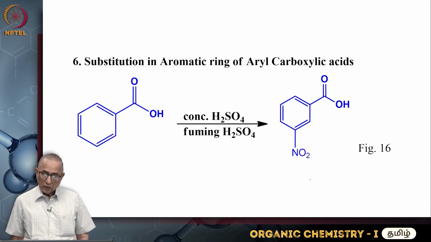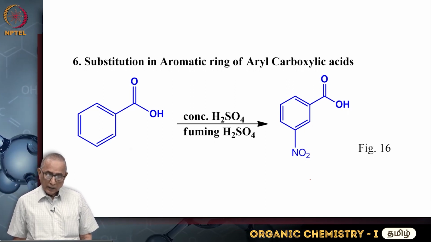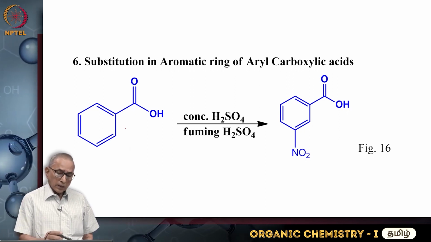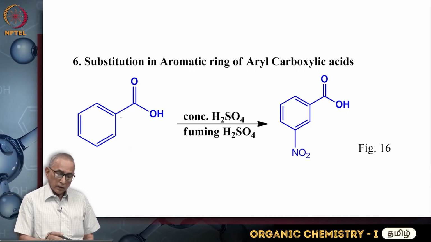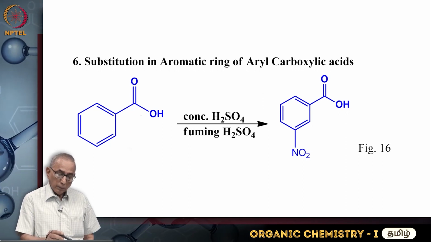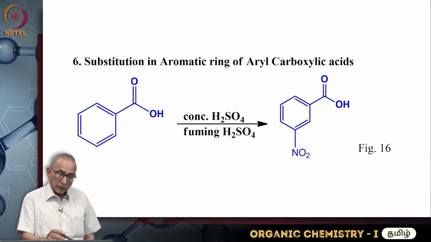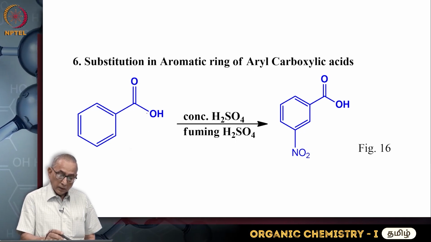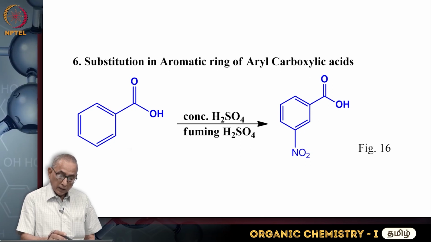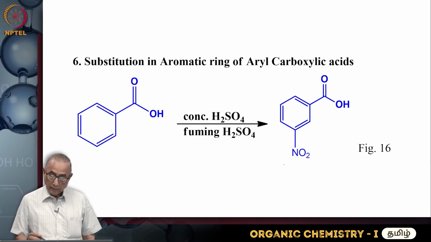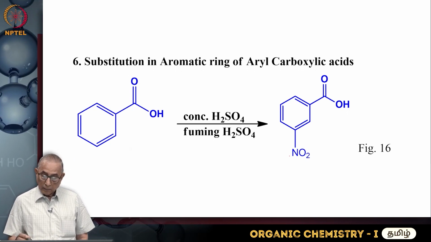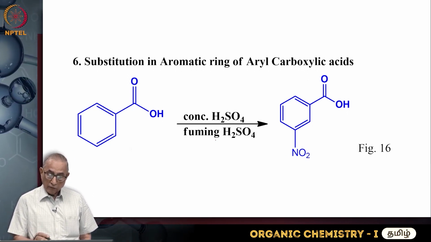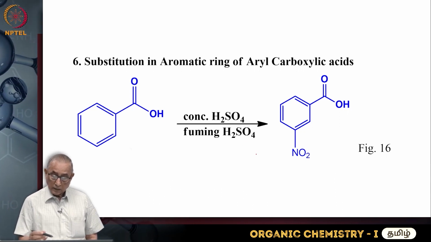If you have an electron withdrawing group, then the attack will take place at the meta position. The carboxylic acid group clearly is an electron withdrawing group because there is C double bond O, single bond OH. Oxygen is electronegative and will pull the electrons away from this carbon. This will also pull the electron. That means the benzene ring will have less electron density. So, it is meta directing. You will get meta nitrobenzoic acid, with reagents concentrated sulfuric acid or fuming sulfuric acid, and concentrated nitric acid.